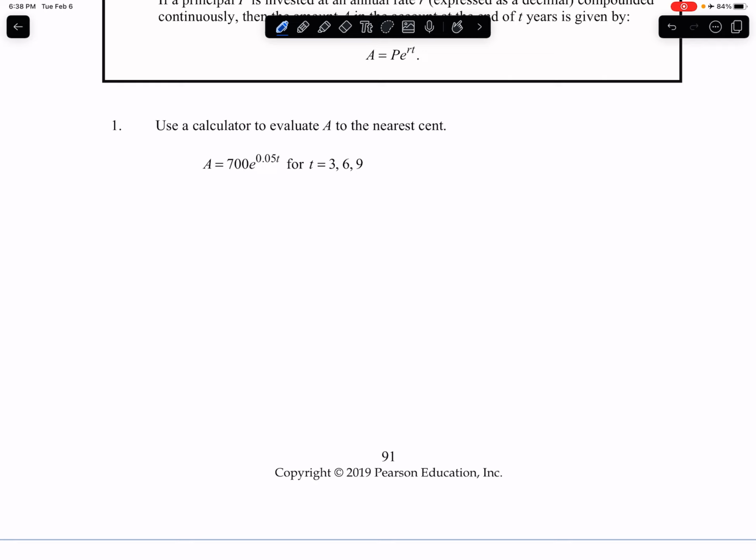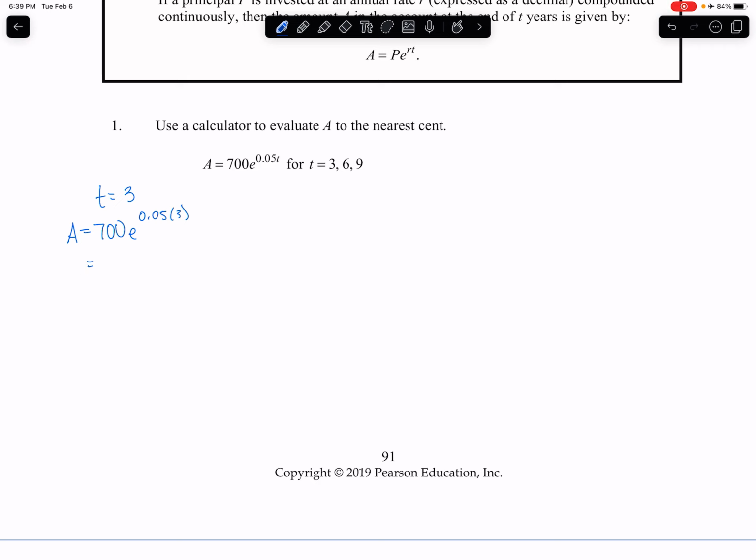Let's take a look at our first one. Use a calculator to evaluate A to the nearest cent. A = 700 e^(0.05t), where t is going to be 3 years, 6 years, and 9 years. So let's start with t = 3. What we'll do is plug in a 3 where we see the t. A = 700 e^(0.05 × 3).